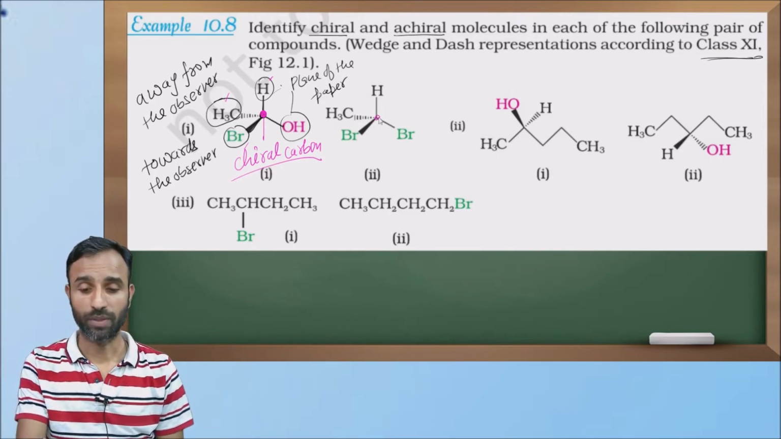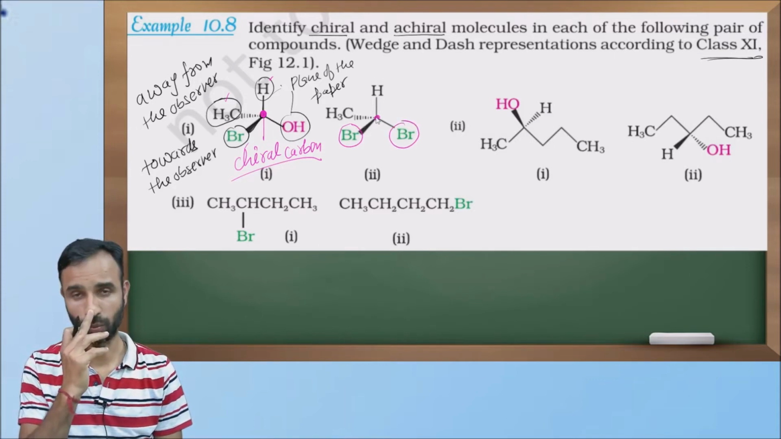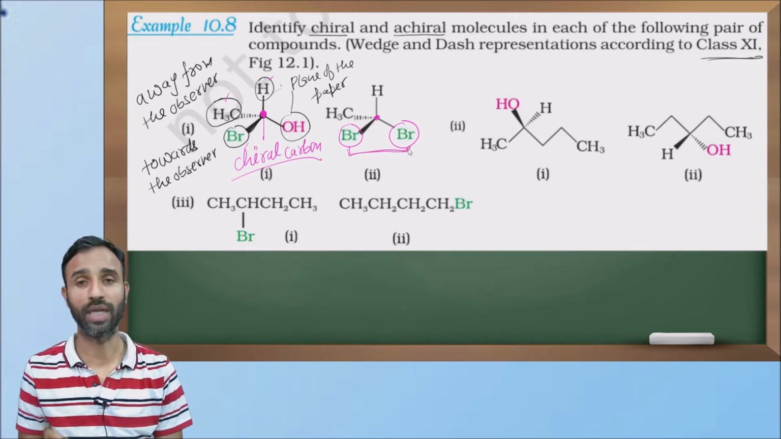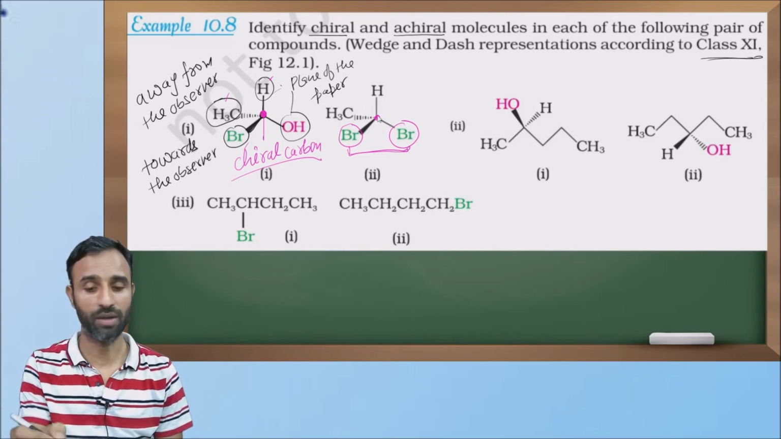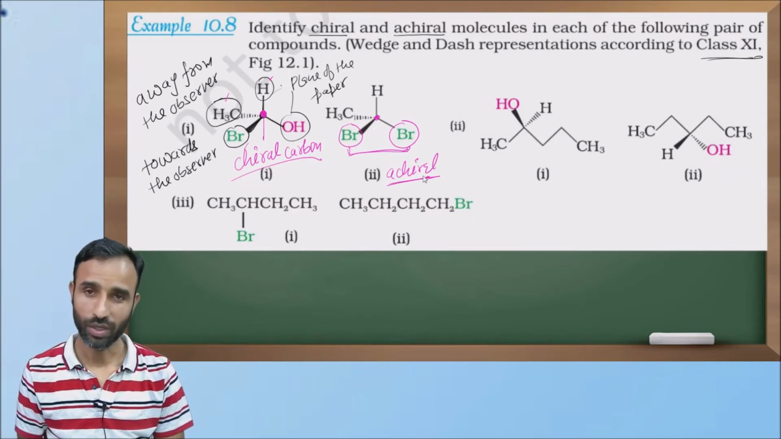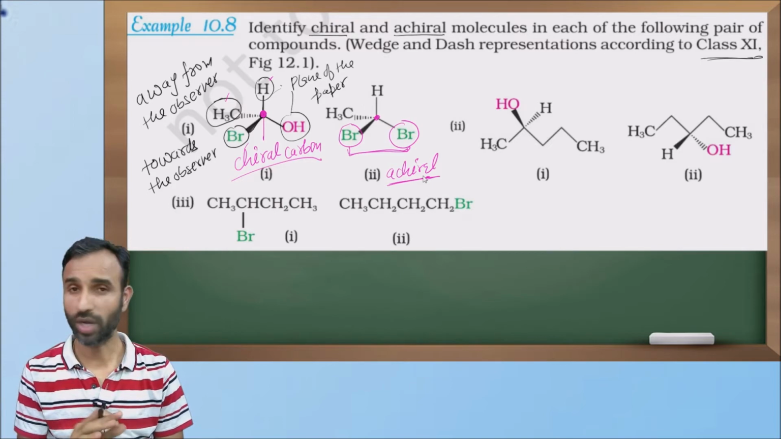Next one, see, in the next one, 2-bromine. This carbon is attached to 3 different groups because there are 2 same groups, that is bromine atoms. That's why this molecule is achiral. First is chiral and second one is achiral. The molecule having a chiral carbon is called chiral molecule, and one having no chiral carbon is called achiral molecule. That's it.